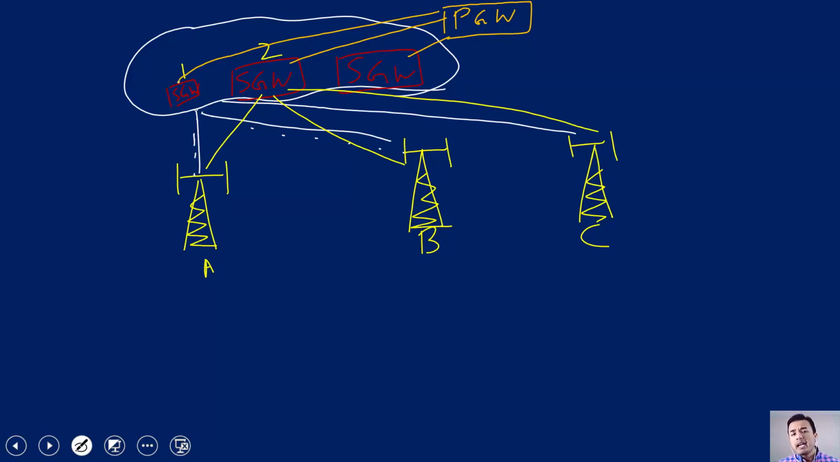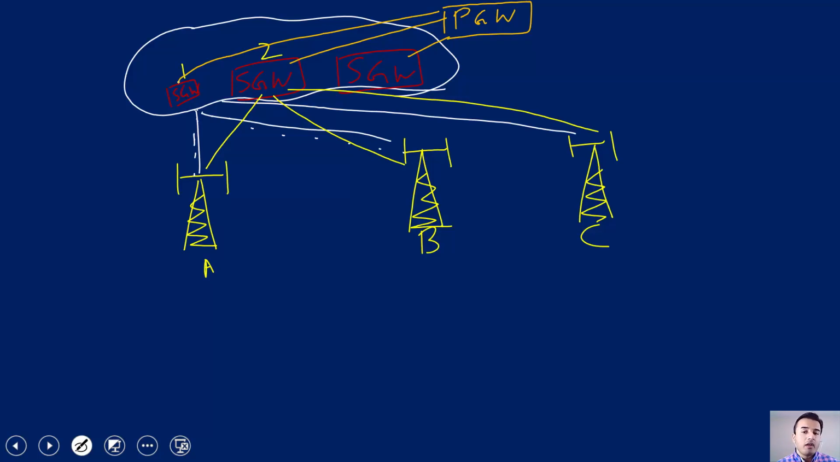Now depending on the vendor you have, depending on the capacity of their PGW and SGW, you can decide, okay, this much capacity we want, and this is the number of eNodeBs we have. So maybe it makes sense to have more than one PGW, or more than 3 or 4 PGWs, depending on the size of the network.